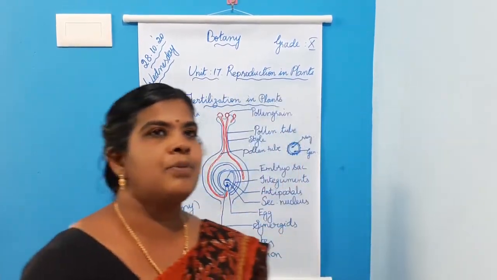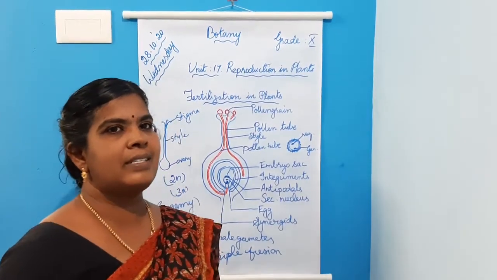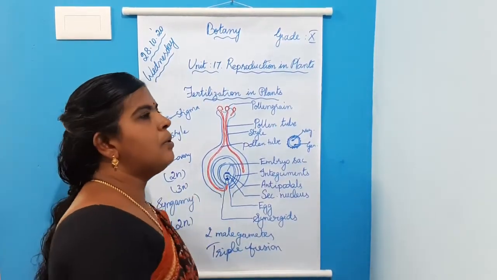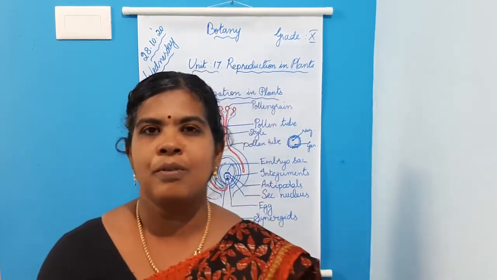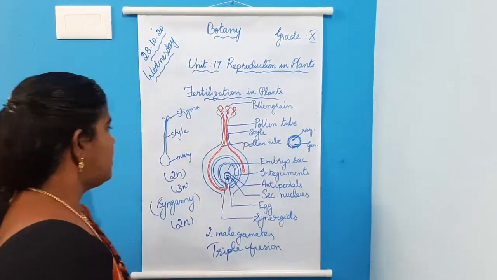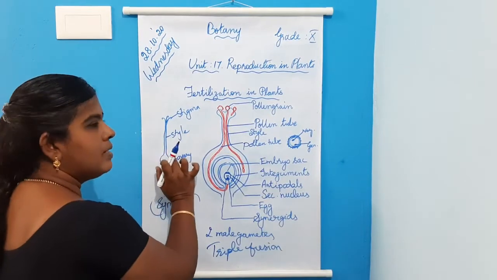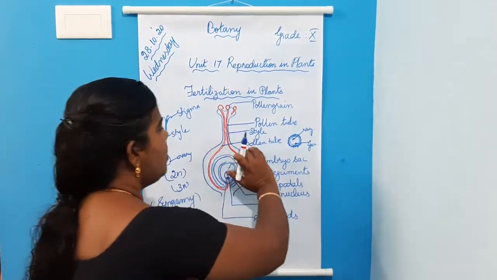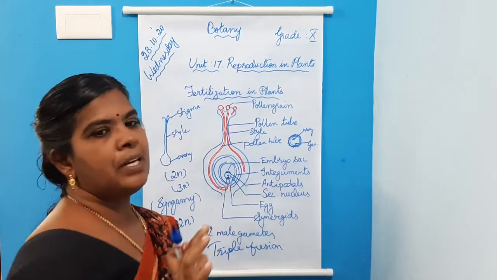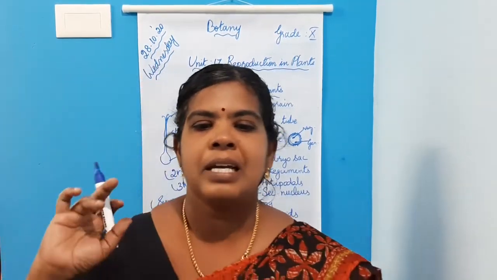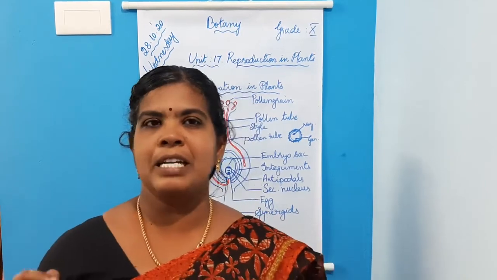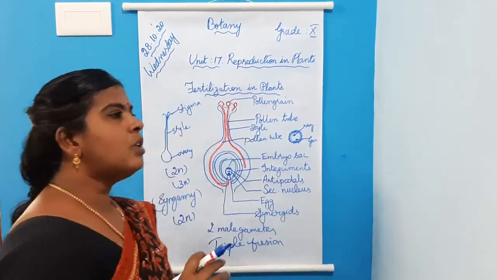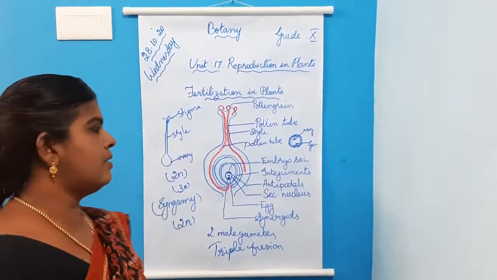Fertilization is important, isn't it? Now we are going to learn about the significance of fertilization. It stimulates the ovary to develop into a fruit. This is the ovary, and the ovary encloses the ovule. It stimulates the development of fruit. Then it helps in the development of new characters from two different individuals. These are the significance of fertilization.